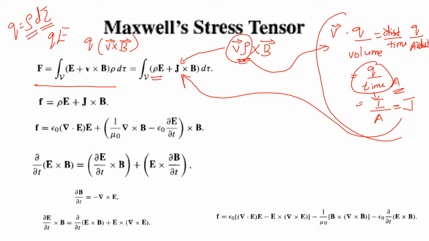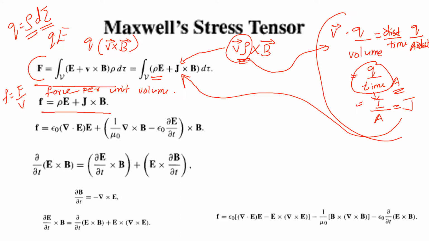Now this is the total force. Now the force per unit volume. What is force per unit volume? That is F over volume. So then this is rho E plus J cross B. That is the force per unit volume. So we got f, small letter f, that is the force per unit volume. Total force is capital F. So f equal to rho E plus J cross B.